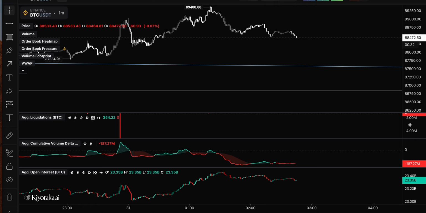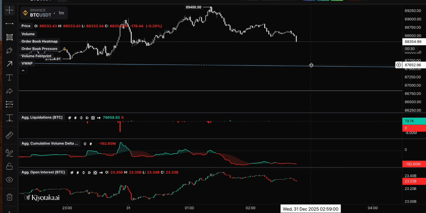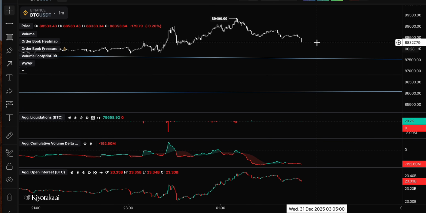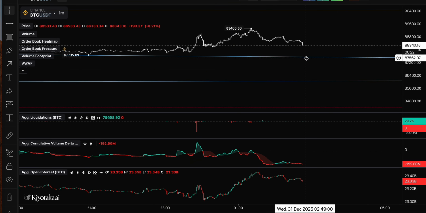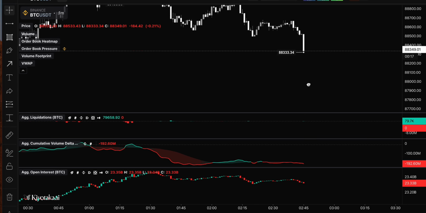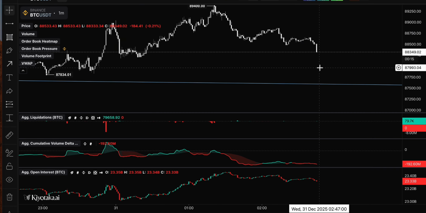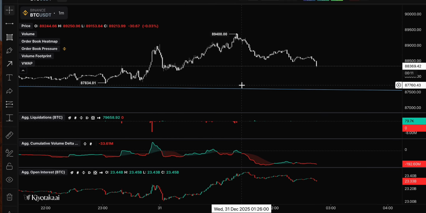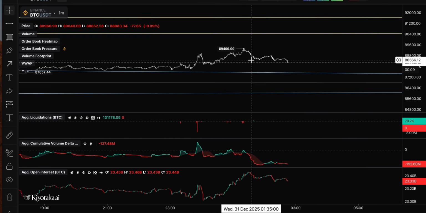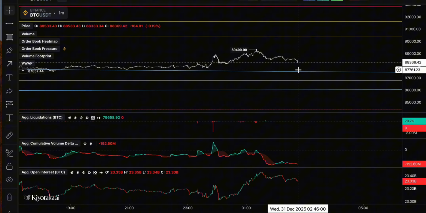No liquidations yet, but it's going to happen. If the liquidation starts, just fade it. The book is going to be so thin here. Just wait for it to end. Don't catch the knife. Wait for it to end, and it probably is going to bounce here.